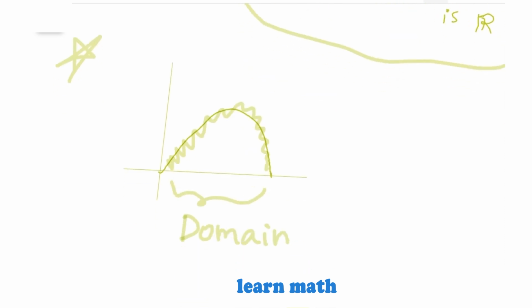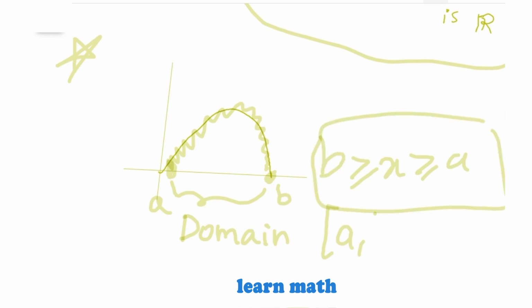So unless and until it is specified, you assume the domain is real numbers. In this case, let's say this is x equal to A and this is B. The domain will be x greater than A, less than or equal to B. So from A to B. Or you can write it like this, with square brackets.